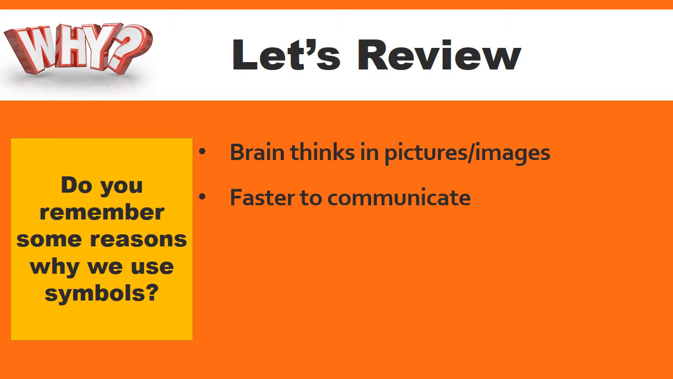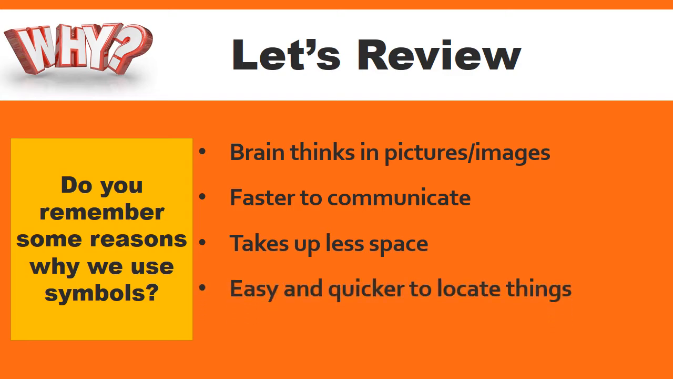Another reason is because it's faster to communicate. When we're on the road and it's telling us that we cannot do a U-turn, instead of writing on the sign, do not do a U-turn, they just do a picture of an arrow with a line through it to mean you can't do it. It also takes up less space. It's easier and quicker to locate things.